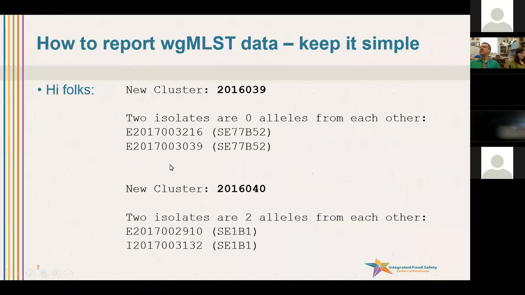Of course, even with these zip codes, it's even easier to report these data. So a lab can simply provide reports like this to an epidemiologist. Hi everyone, we got a new cluster. Here's our cluster name. That includes 2 isolates, let's say 2 Salmonella isolates that are exactly the same. Or we can say, we got a new cluster, we have 2 isolates that are 2 alleles different from each other, and typically they're probably also going to give you the isolate zip code. So this is the type of information you will get.